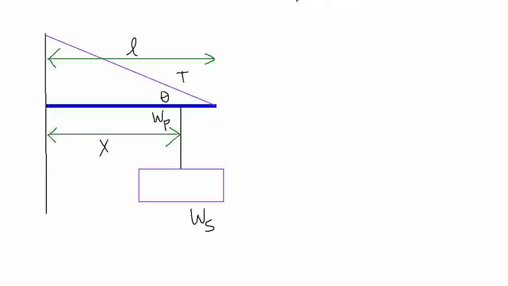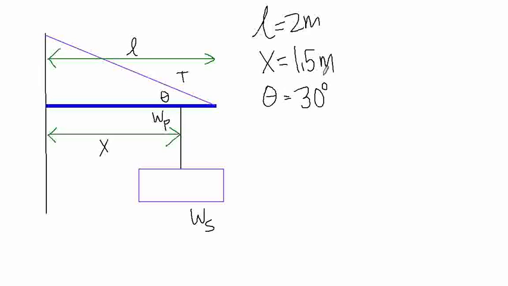The length of the pole is denoted by L, and L is equal to 2 meters. The distance from the wall to the point of contact of the cable holding up the sign is denoted by X, and X is equal to 1.5 meters. The angle that the cable above the pole makes with the horizontal pole, theta, is equal to 30 degrees. The weight of the sign is denoted by W sub S, and that's equal to 30 newtons. And the weight of the pole is 40 newtons.